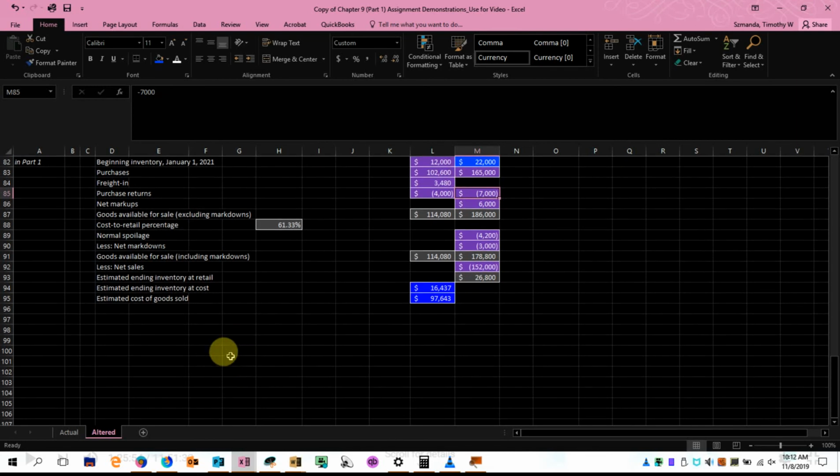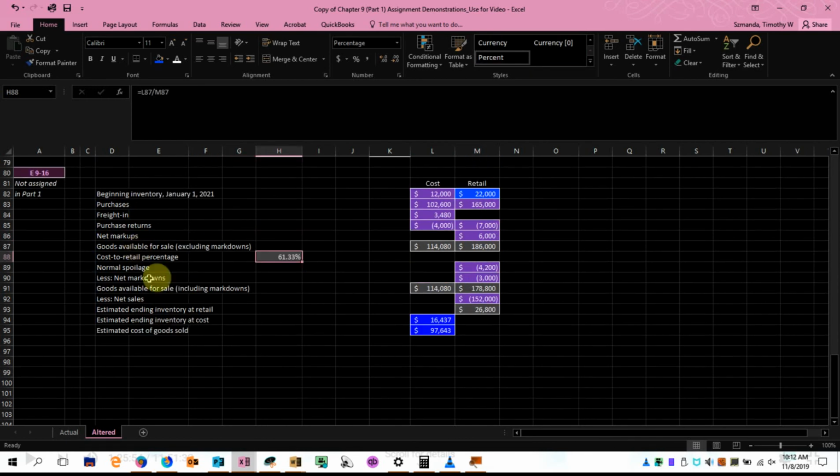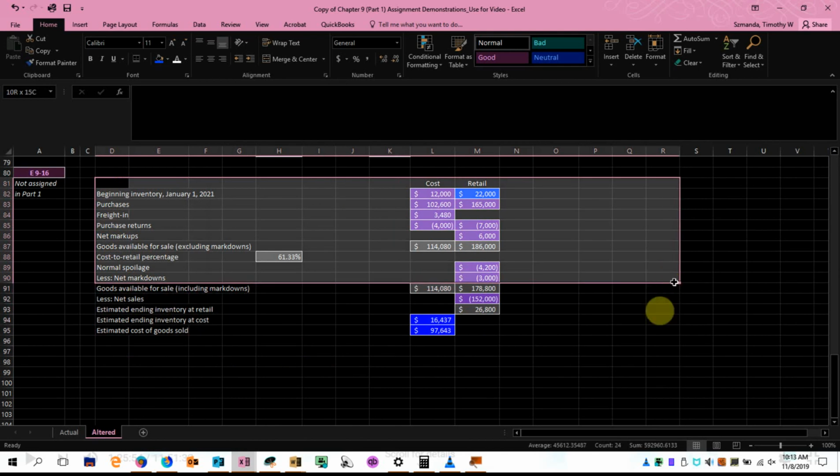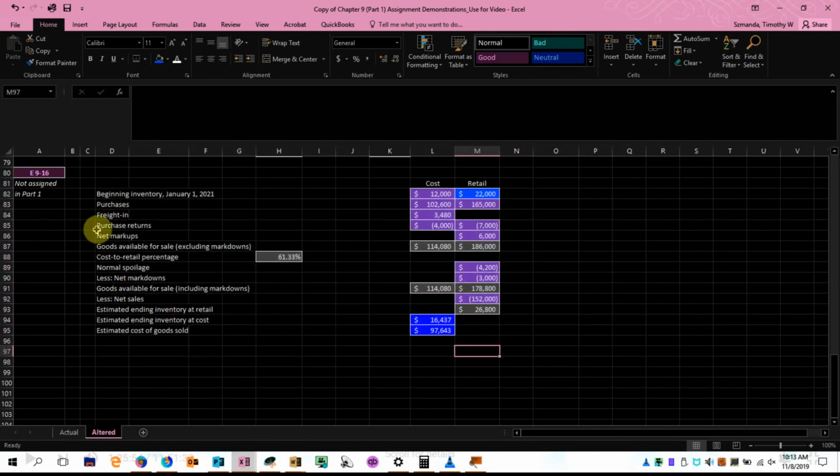The other thing I wanted to mention was spoilage, normal spoilage. And normal spoilage would be considered on the retail side because it's really a loss of our profits. And it comes after the cost to retail percentage calculation. Note that because we have the net markdowns listed below, this is the conventional method again. So this is the conventional method, but we've added a few other items to the costing of these calculations.